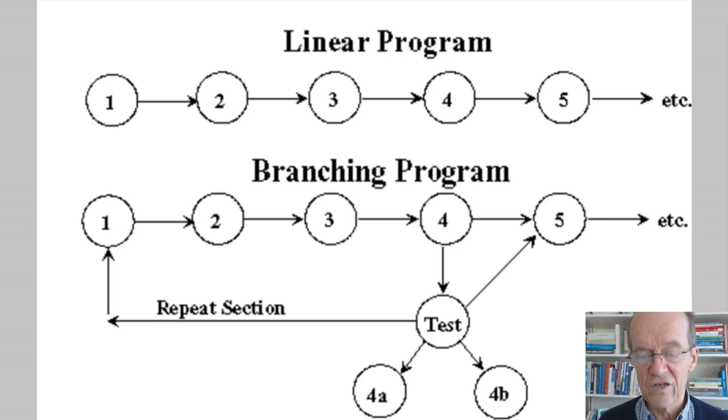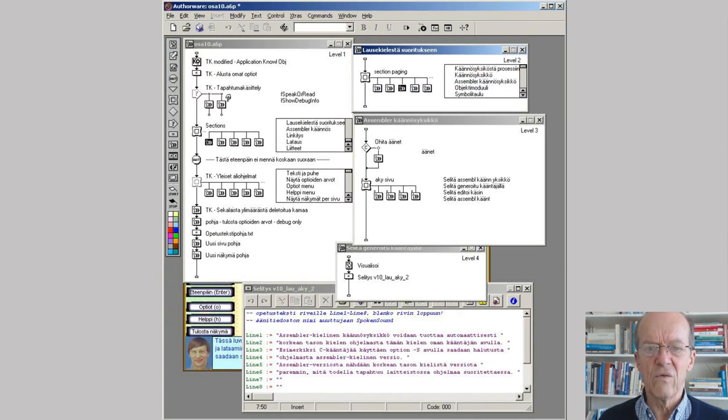An interesting example, you can imagine that all kinds of software have been developed in order to help designers to create learning environments based on such a flowchart. This is an example of AuthorWare. I just took the picture from the World Wide Web, and now I see that it's in fact a Finnish program, so it's very difficult to understand what's happening here.